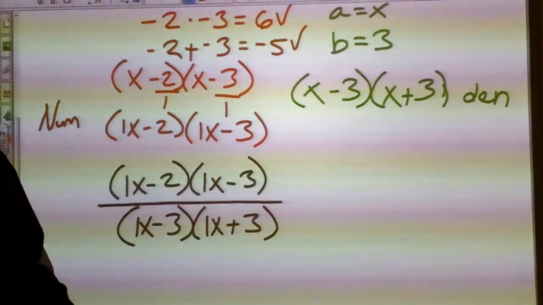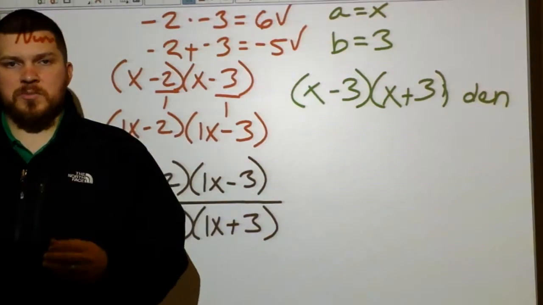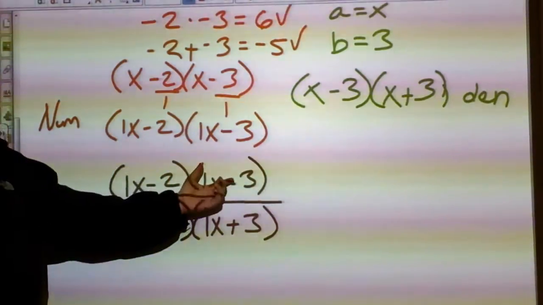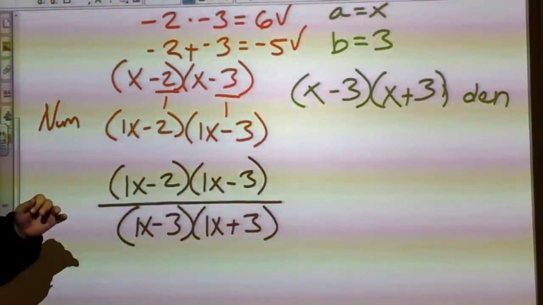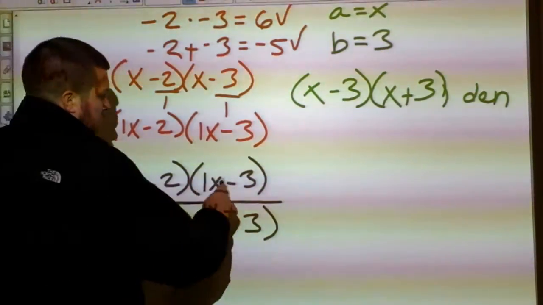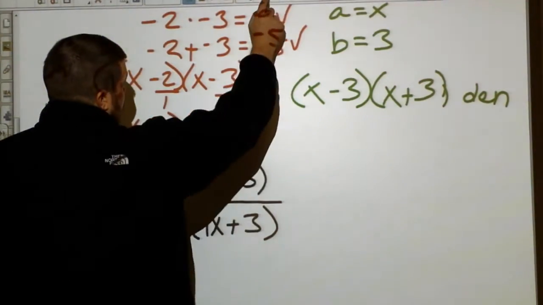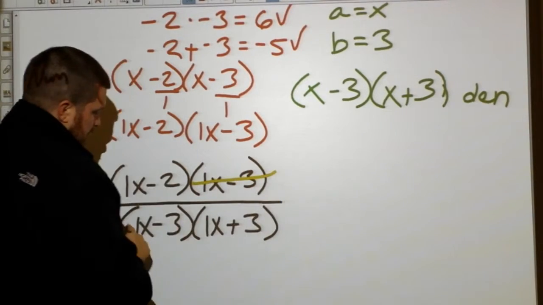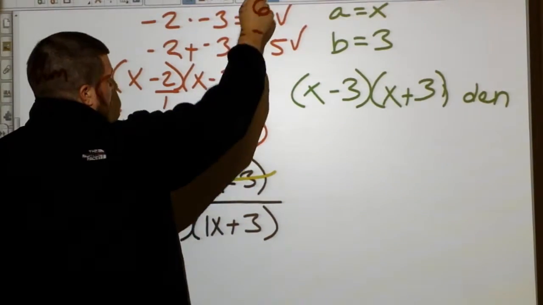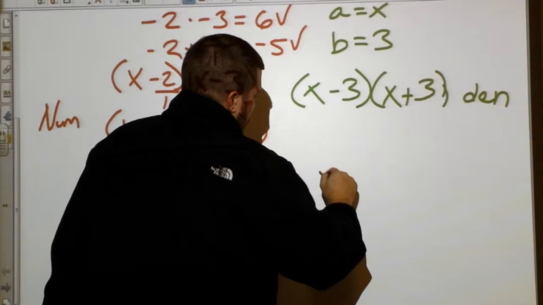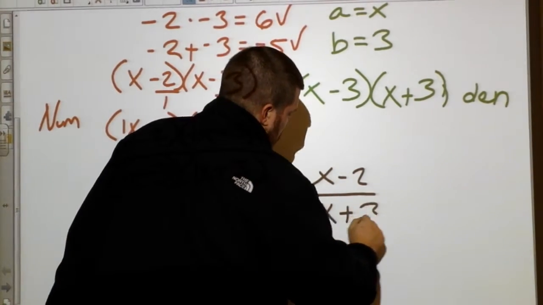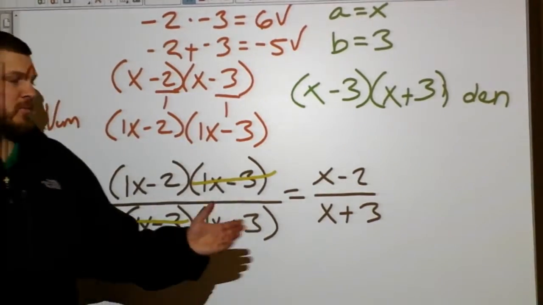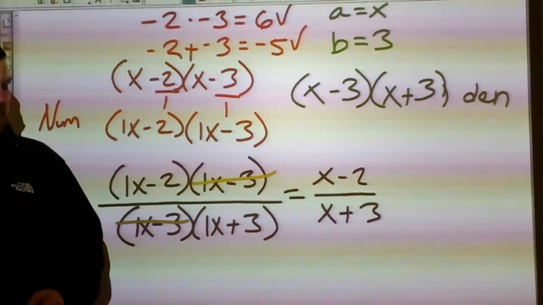So now what I'm looking for are like polynomial expressions. I've got to have the exact same thing on top and bottom. So the only thing that's in common here, top and bottom, is my 1x minus 3. So 1x minus 3 is just going to cancel out. And then the only thing remaining is going to be x minus 2 over x plus 3. And that's the simplified form of this rational expression.